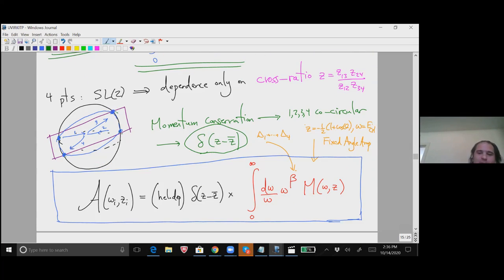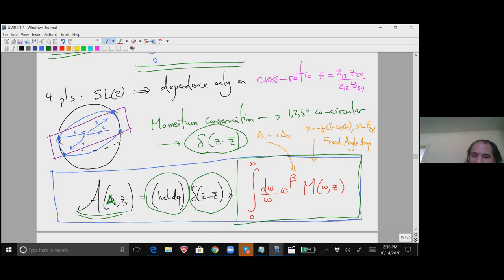when all is said and done, we get an incredibly simple expression for 2-to-2 amplitudes in Mellin space. And I apologize, this should be a function of delta i, not Zi. The amplitude as a function of delta i and Zi is some universal factor that has the helicity dependence in it, the helicities of the external particles, this factor that forces Z to be real, and then everything else is simply a Mellin transform of the good old-fashioned 2-to-2 scattering amplitude.